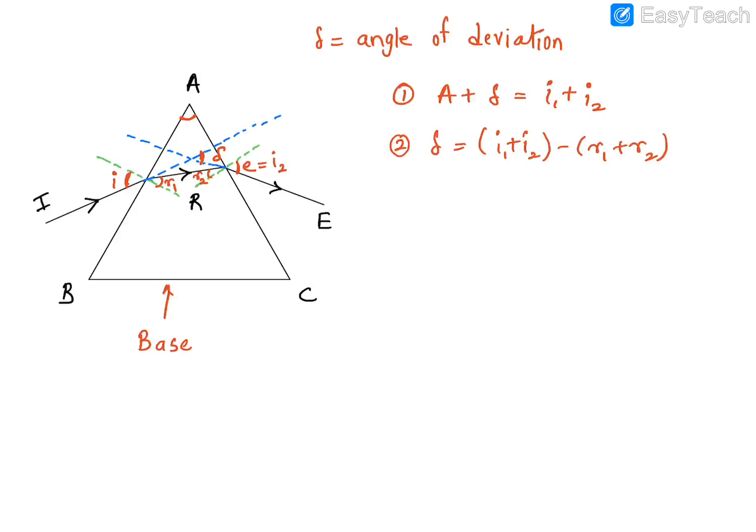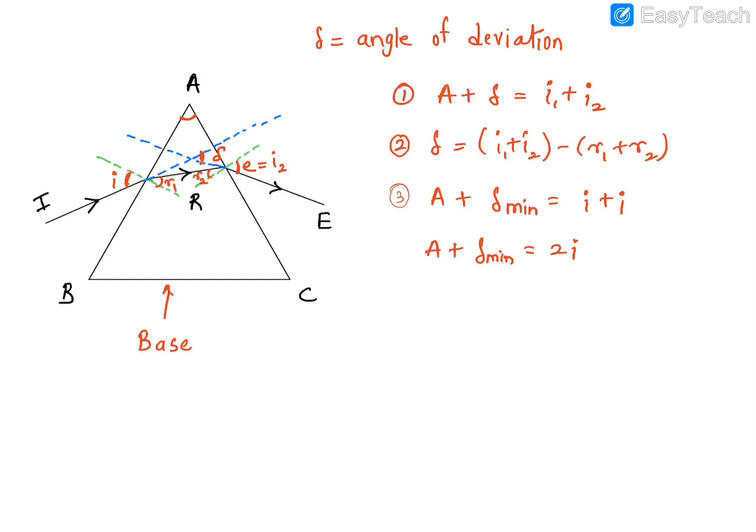So see, now I'm adding one more formula, formula number 3. Angle of prism plus angle of deviation, if it is minimum, then instead of I1 and I2, I can say I and I only, because they are equal, correct? So your formula becomes A plus delta minimum is equal to 2I. This is a new formula, formula number 3: A plus delta minimum is equal to 2I, meaning twice the angle of incidence.